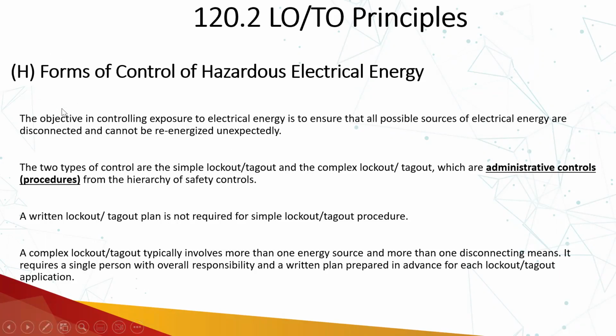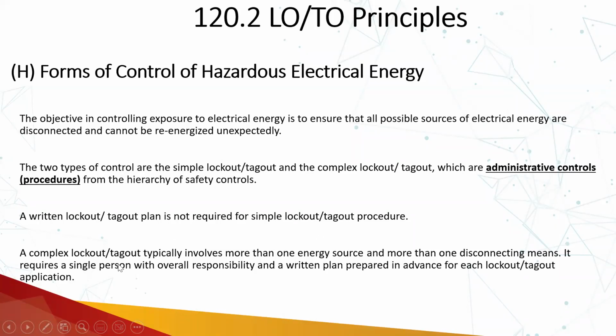So in part F, it talks about there are two types of control. One is simple lockout and tagout, and the other one is the complex lockout and tagout, which are administrative control procedures from the hierarchy of risk control. So lockout and tagout falls under the administrative control. A written lockout and tagout plan is not required for the simple lockout and tagout procedure.